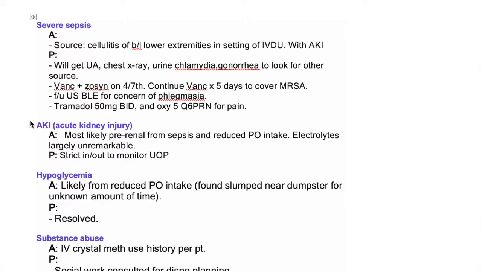The other problem was her AKI, most likely pre-renal, from sepsis and reduced PO intake. Electrolytes were largely okay, so strict ins and outs to monitor urine output. And that's all I was going to do.